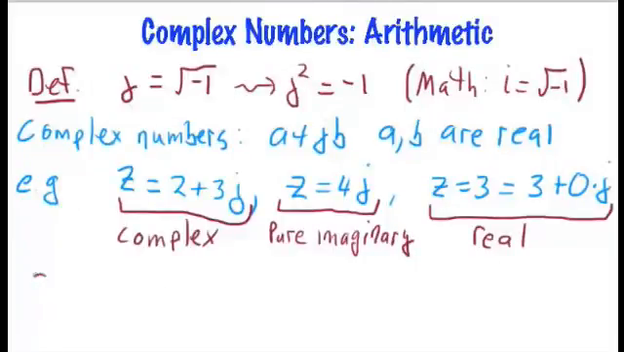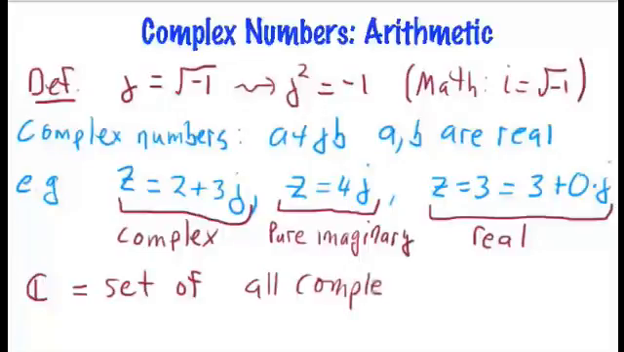One more bit of notation. I'll use a boldface C. When I handwrite that, I'll make a boldface C like this to be the set of all complex numbers. That'll turn out to be a useful little bit of notation.